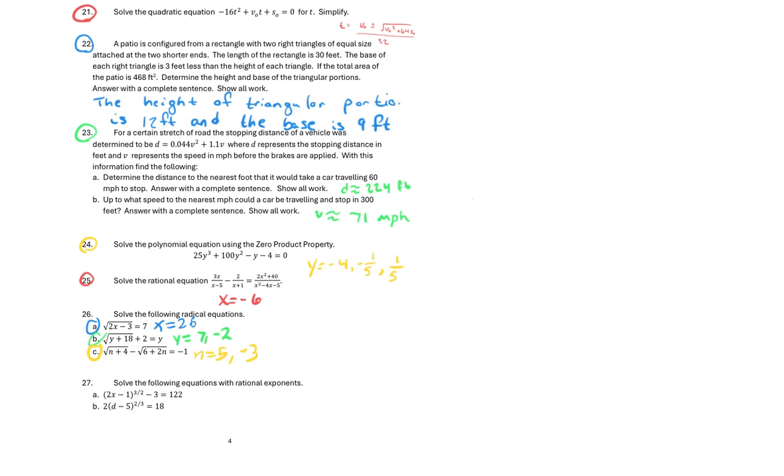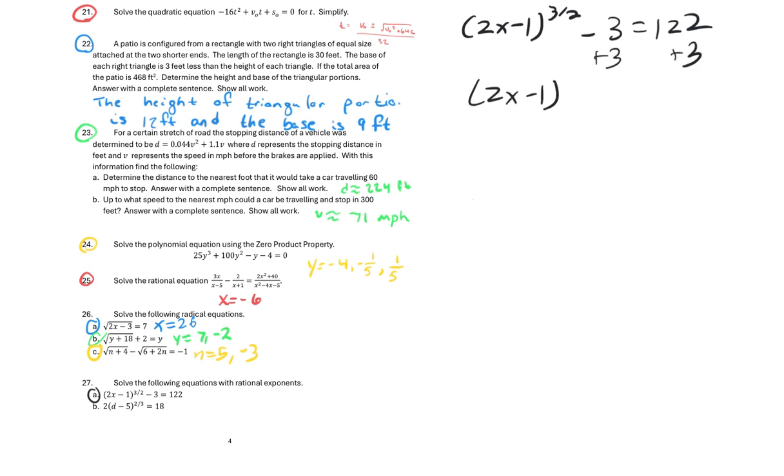Okay, now looking at question 27, part A here. First, we want to solve the following equation with rational exponents. So our equation is 2x minus 1 to the power of 3 halves minus 3 is equal to 122. First thing I'm going to do is add this 3 on both sides. So we're going to have 2x minus 1 to the power of 3 halves is equal to 125.